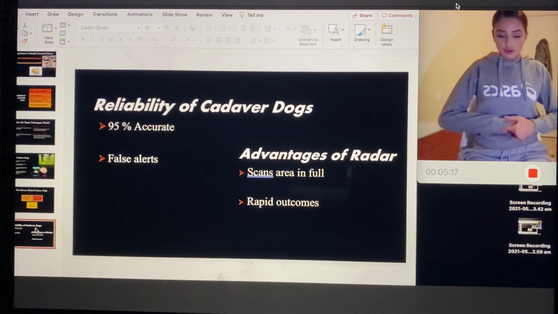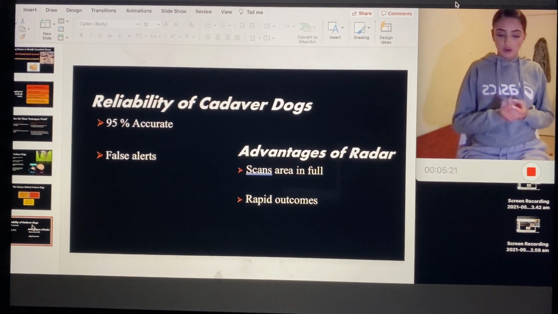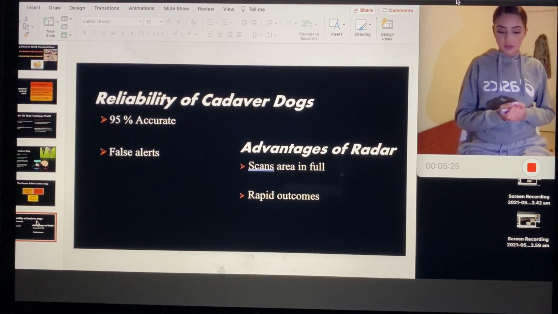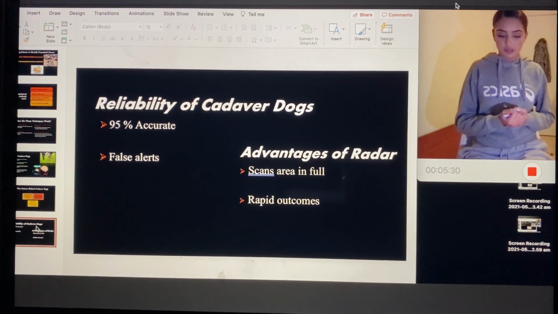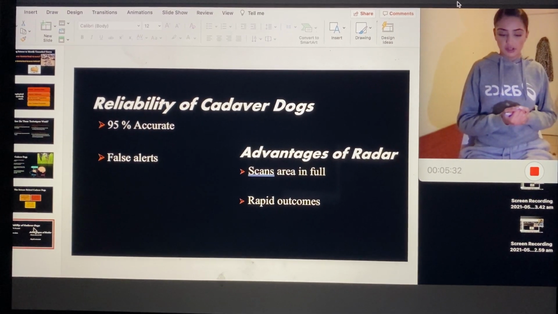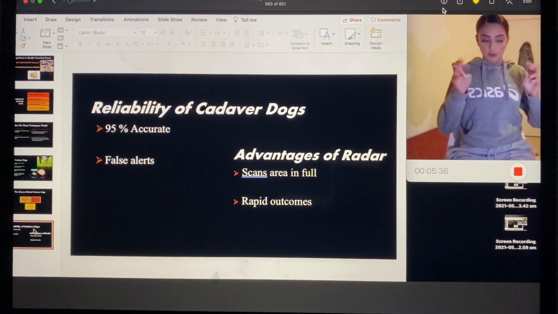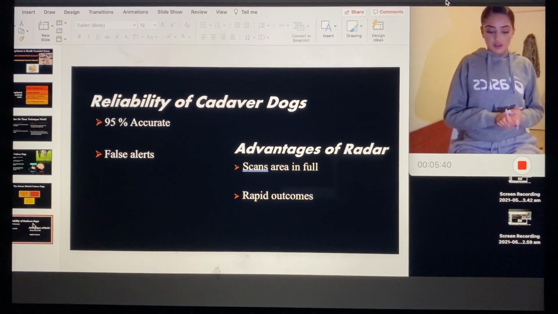As for cadaver dogs, you may ponder if they are dependable or not. Turns out they have a 95% accuracy when it comes to detection. These dogs are also prone to false alerts, indicating something is present when it isn't. Therefore, cadaver dogs, or as you may call them, human remains detector dogs, are not magic, but neither is the ground penetrator itself.